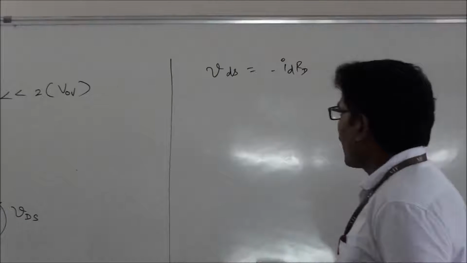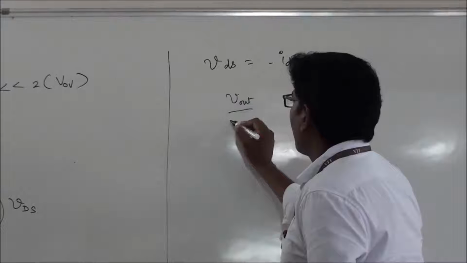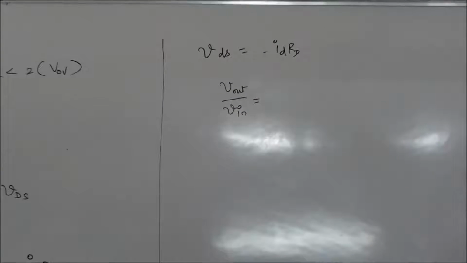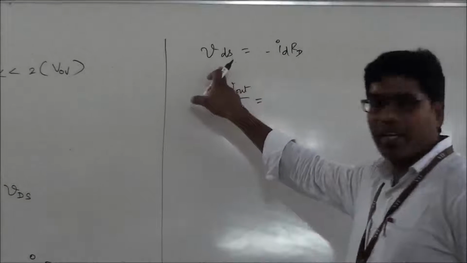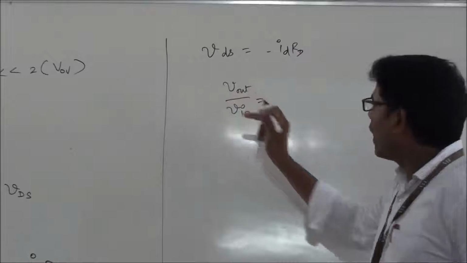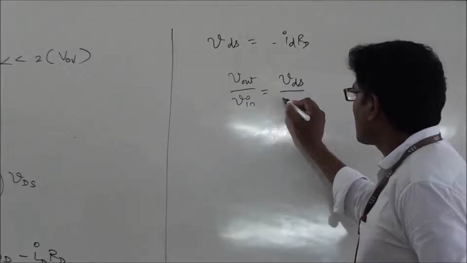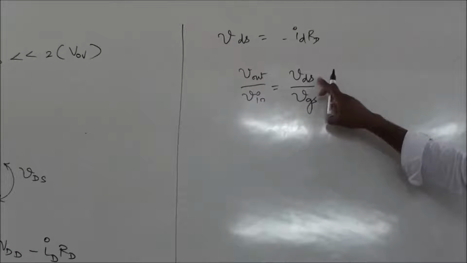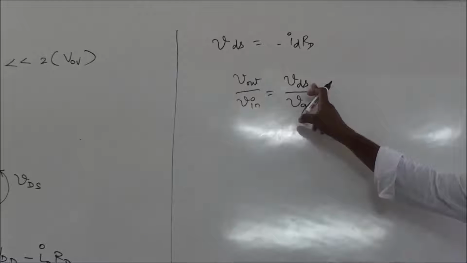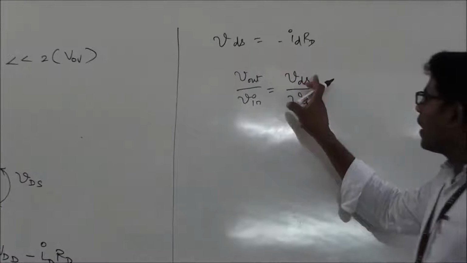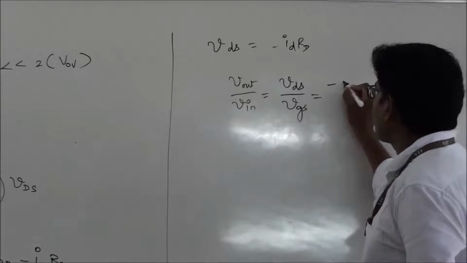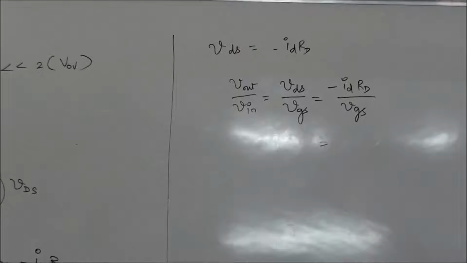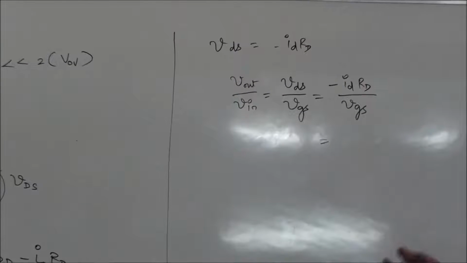So from this, let's find out vout by vin. What is vout? vout is the small value of vds, not VDC, vds. Small value of vds. So vout is small vds, and vin is small vgs. Am I correct? I am giving this as my input, and this is the amplified version of the small signal which I give. This vds we have got here as minus id into RD divided by vgs. How do I still write id? gm into vgs. Can I write like this?